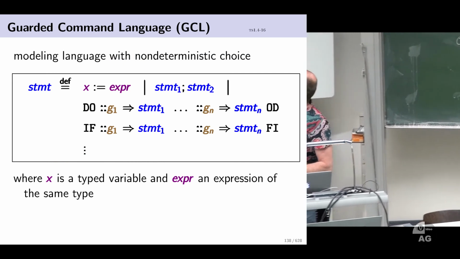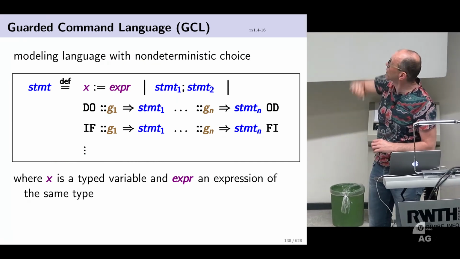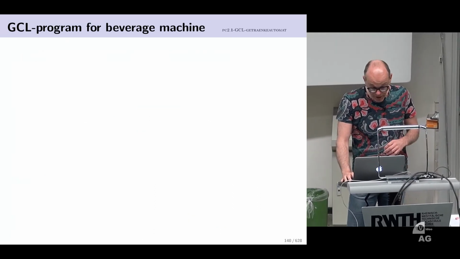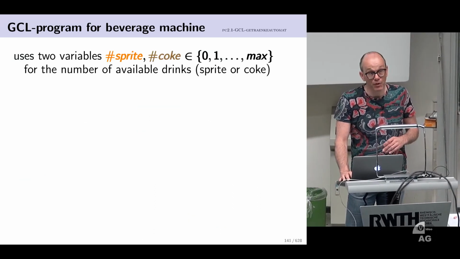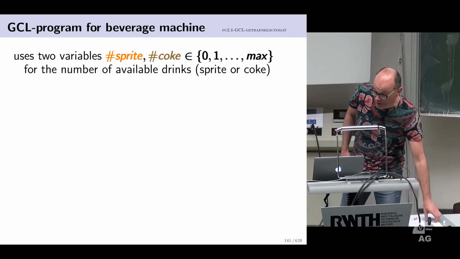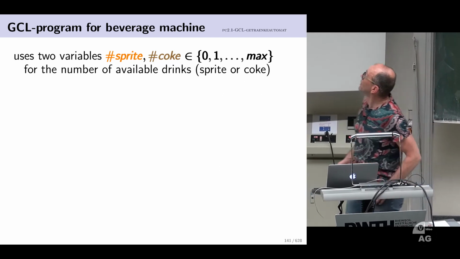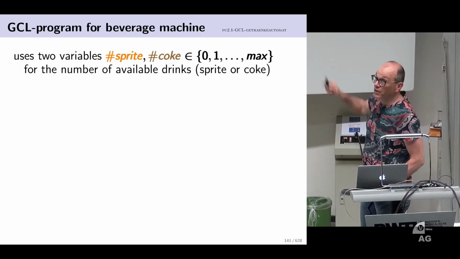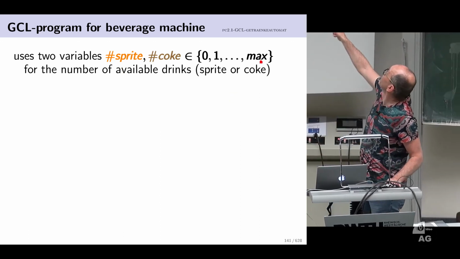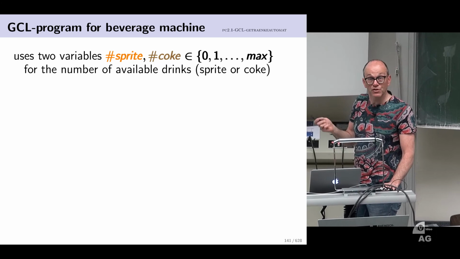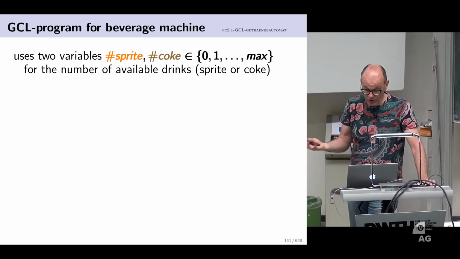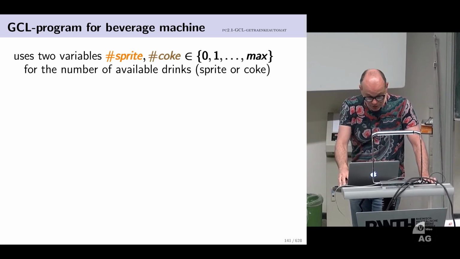So this is the syntax. You have assignments, you have sequential compositions, and then do and if. And the semantics of a program is basically a program graph. So here is a very simple beverage machine, and that's the last example of today. It's a machine that only has Sprite bottles and Coke bottles. It has a finite capacity, so there can be a max number of Sprite bottles and a max number of Coke bottles. If max is 100, you can have both 100 Coke and 100 Sprite bottles, and 200 in total.